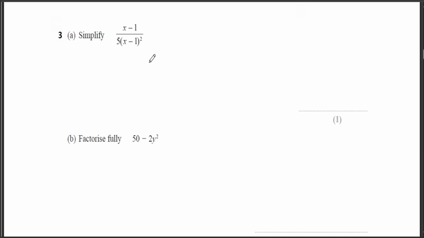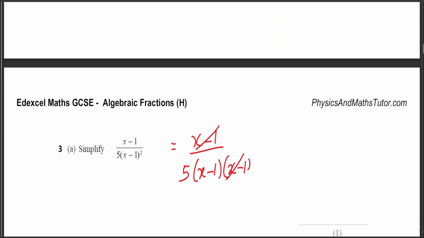Now this is question 3 of the past topical questions. Question 3a: simplify (x minus 1) over 5(x minus 1) squared. This can be rewritten as (x minus 1) over 5(x minus 1)(x minus 1), so this and this will cancel out. Sorry for that.